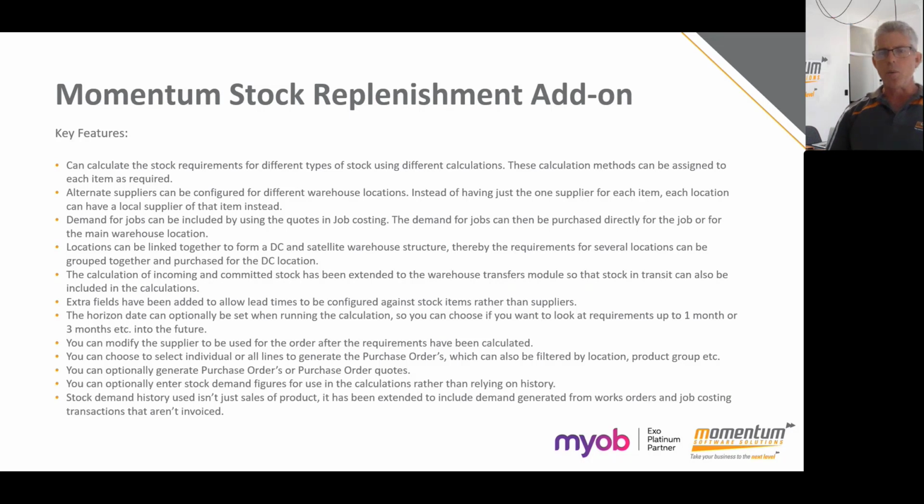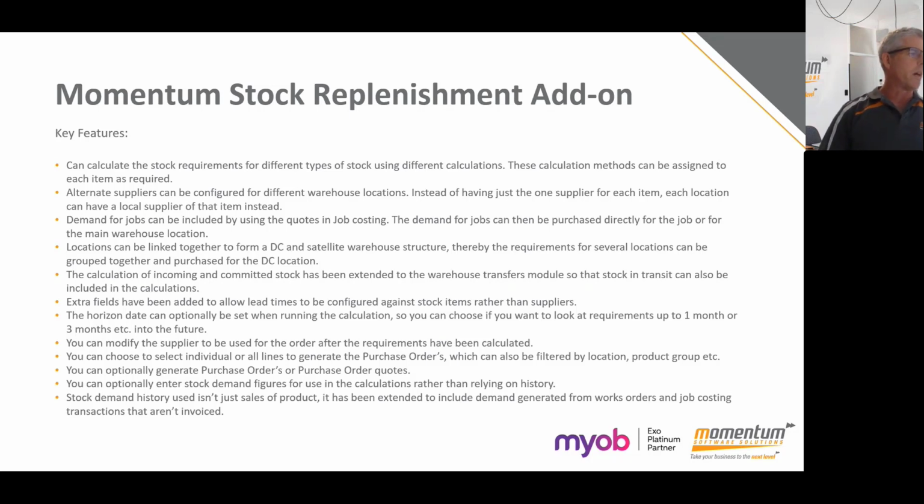If you have a scenario where you have multiple warehouses, but say warehouse A does the ordering and then replenishes or transfers to warehouse B, you can actually link those warehouses together and include the demand for warehouse B in warehouse A's purchase order. We have made sure that when we're looking at the value or the quantity of incoming committed stock, that includes stock transfers going between warehouses. The standard feature does not do that.